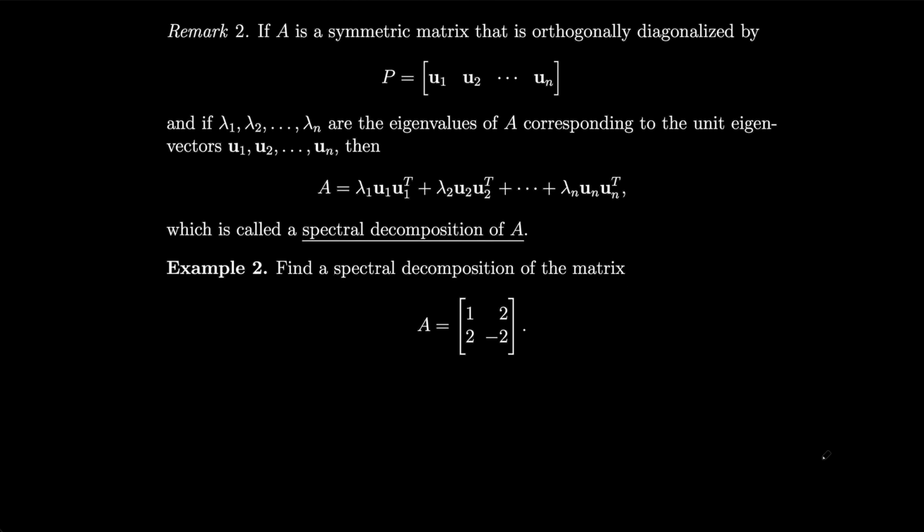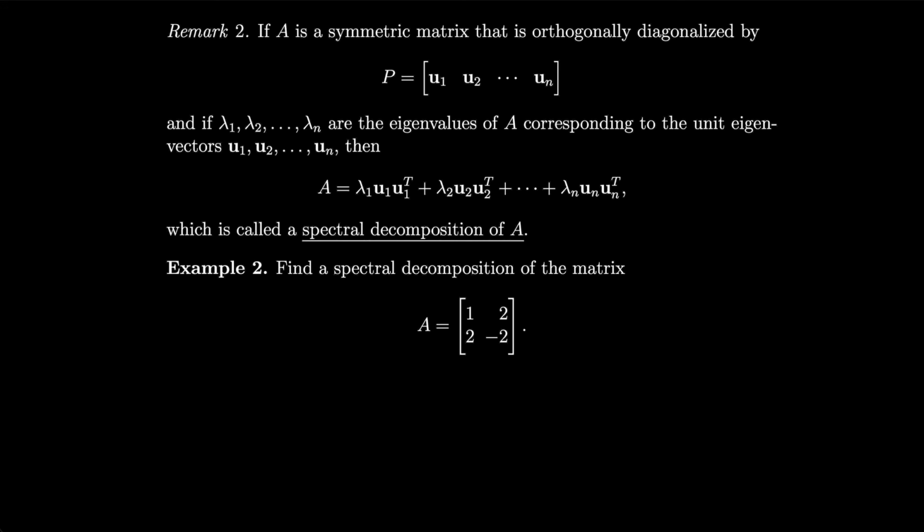If A is a symmetric matrix that is orthogonally diagonalized by P equal to U1 through Un, and if lambda 1 through lambda n are the eigenvalues of A corresponding to the unit eigenvectors U1 through Un, then A equals lambda 1 U1 U1 transpose, plus lambda 2 U2 U2 transpose, and so on, through lambda n Un Un transpose, which is called a spectral decomposition of A. As an example, how about we find a spectral decomposition of the matrix A given right here?